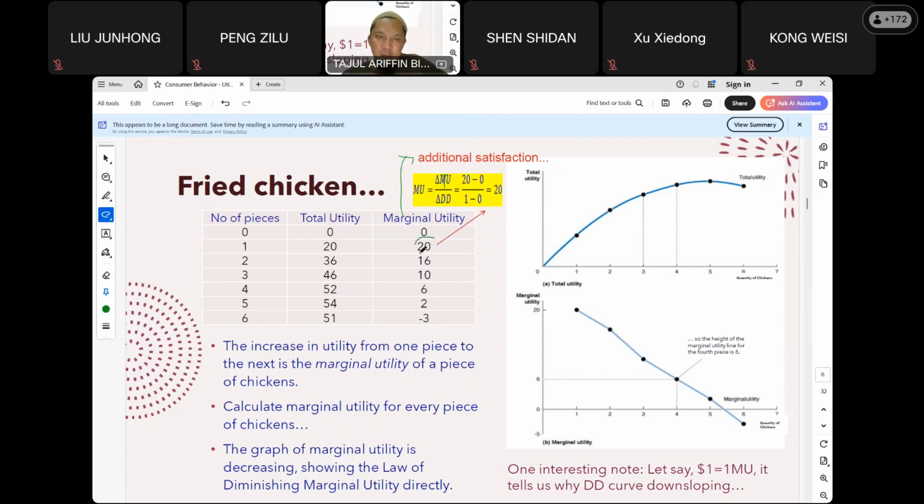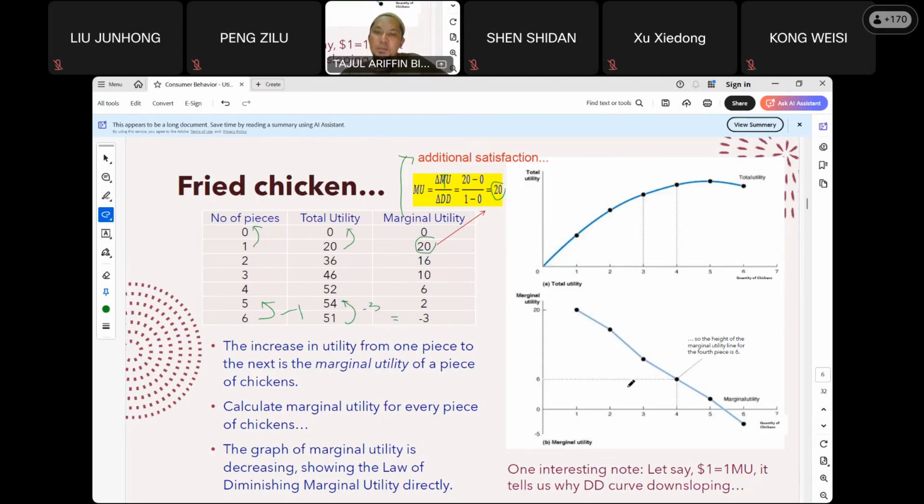So for this one, 20 minus 0 divided by 1 minus 0, so we get 20. This is how marginal utility is calculated. Let's go to this one. 51 minus 54, so we get negative 3. 6 minus 5, so we get 1. So negative 3 divided by 1 equals negative 3. So if we plot this marginal utility, we get a downsloping curve.